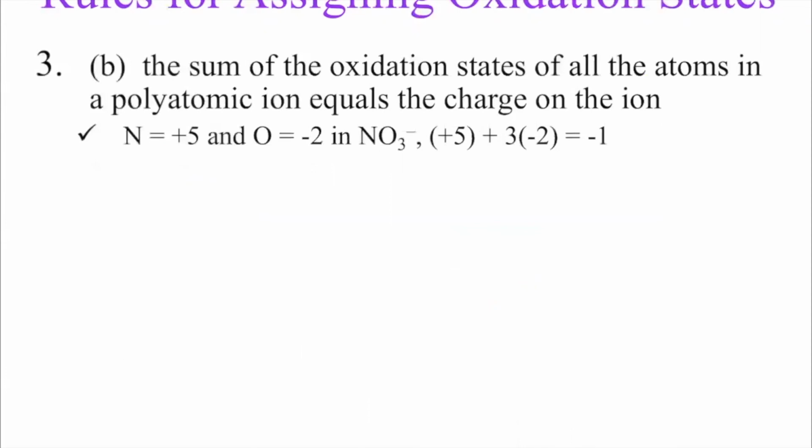The sum of the oxidation states of all atoms in a polyatomic ion equals the charge of the ion. For example, here, nitrate, this has to equal -1. So the way we're going to do it is we're going to assign this -1. Oxygen, we have 3 oxygen and the charge of oxygen is -2, plus, and we're going to call the charge of nitrogen X. When you solve for X, you're going to see that the charge of nitrogen is going to be +5.